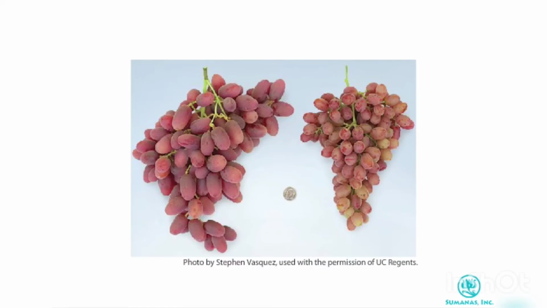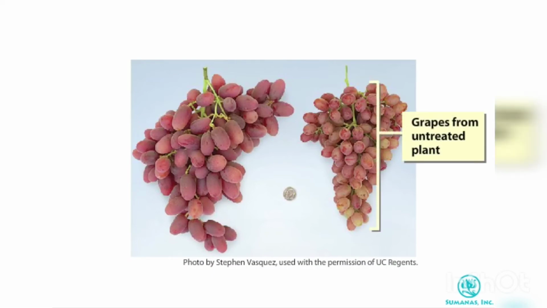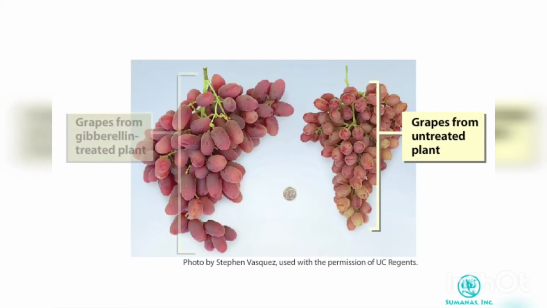On an untreated seedless grape plant, the stem remains relatively short, so the bunches of grapes growing on the stem are clustered densely together, resulting in small grapes. When sprayed with gibberellins, the stems grow longer, giving the grapes more room to grow. Farmers spray seedless grapes with gibberellins because this growth-promoting hormone is normally produced in seeds, which these grapes lack.